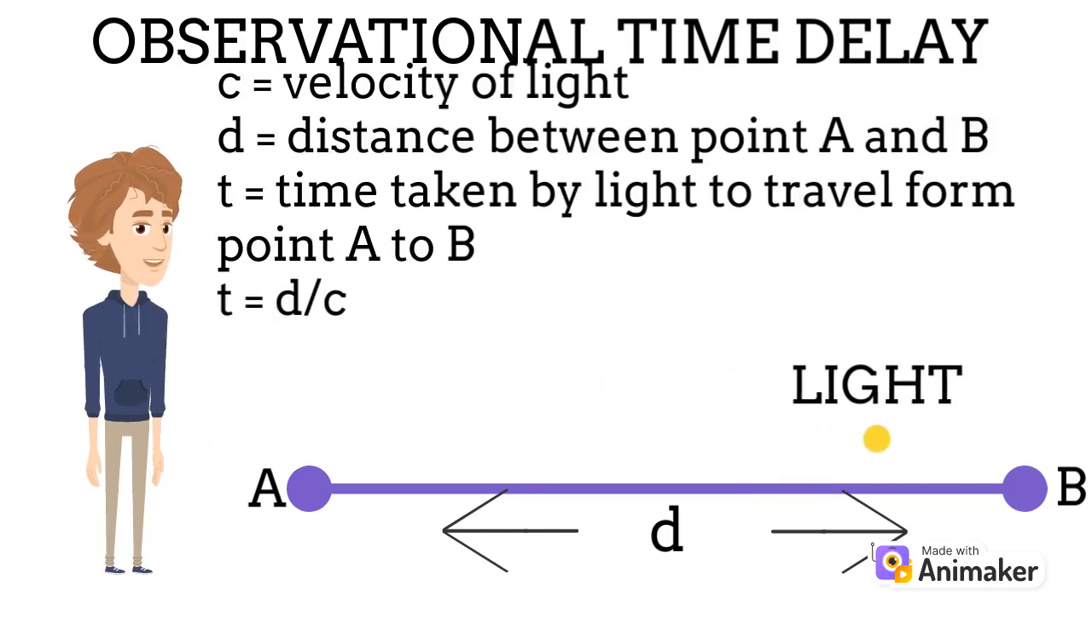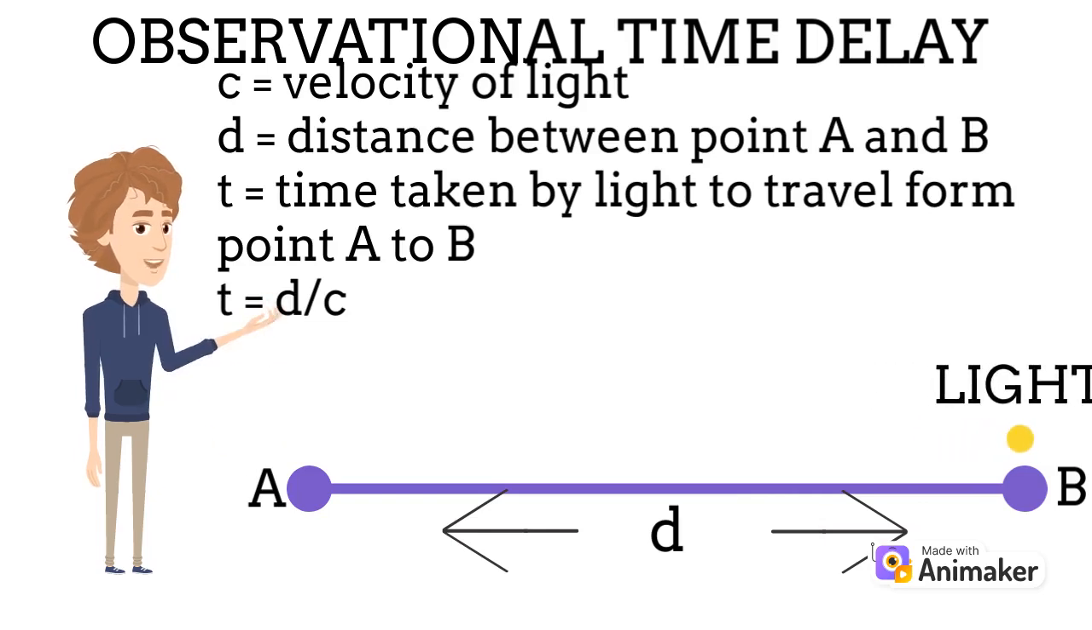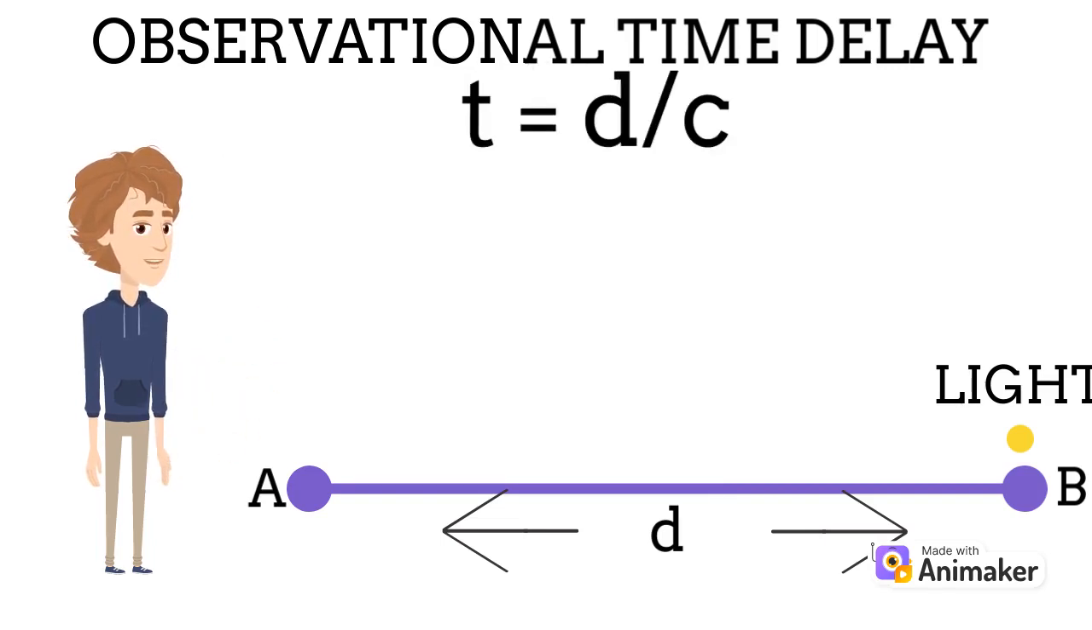c equals the velocity of light. d equals the distance between point A and B. t equals the time taken by light to travel from A to B. Then the equation for the time taken by light to travel from A to B is t equals d divided by c. From here we understand that point B observed point A t time slower. If anything happens at point A, it will reach point B after time t.